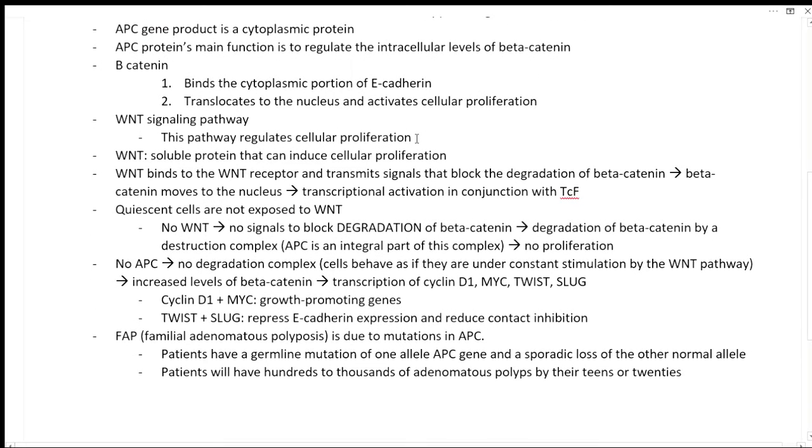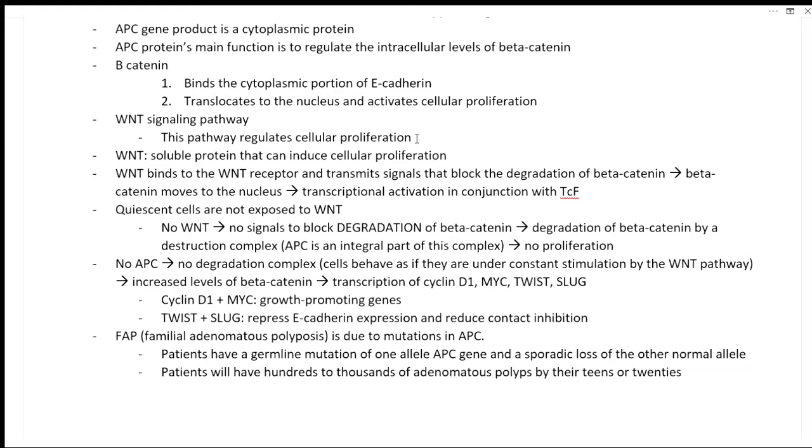Now let's talk a bit more about the APC gene. The APC gene product is a cytoplasmic protein. The main function of this protein is to regulate intracellular levels of something called beta-catenin. Beta-catenin binds the cytoplasmic portion of E-cadherin, and it also translocates to the nucleus and activates cellular proliferation.